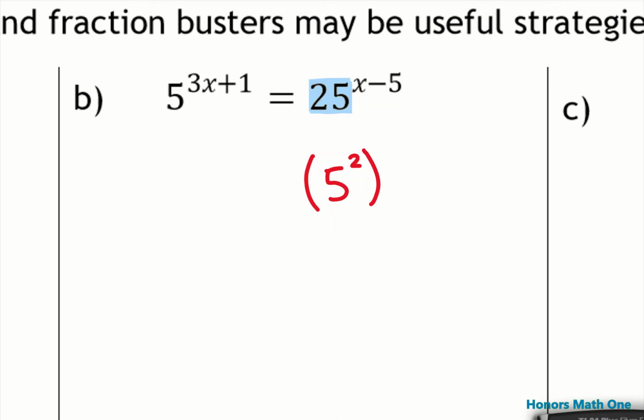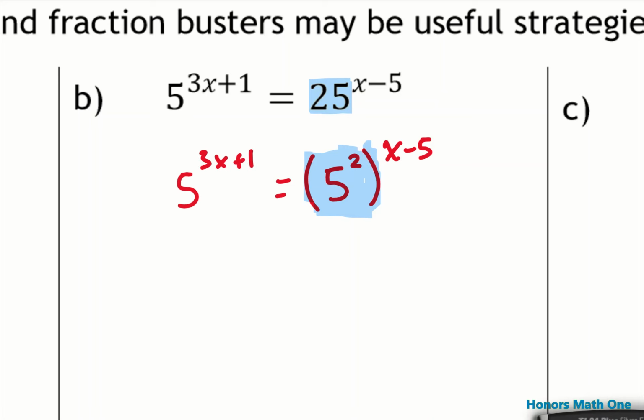So again, everything that I just wrote right there, this whole thing, is what is equivalent to the 25. That's all this is. This is the number 25. And you can see the rest of this equation is if you take 25 and raise it to the x minus 5 power. That's what the right hand side is. The left hand side is 5 raised to the 3x plus 1 power.